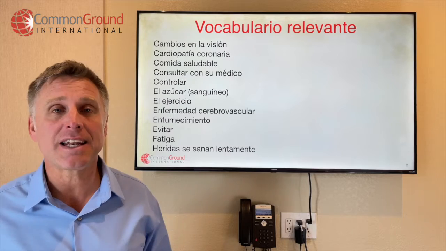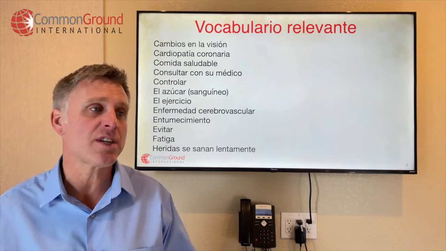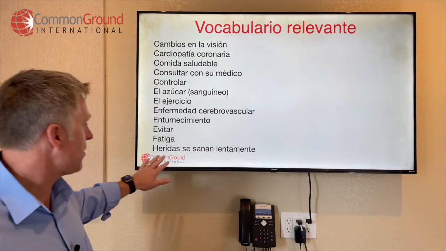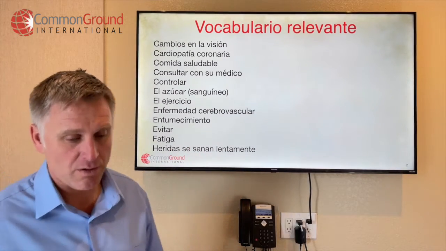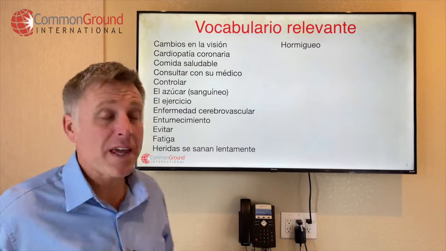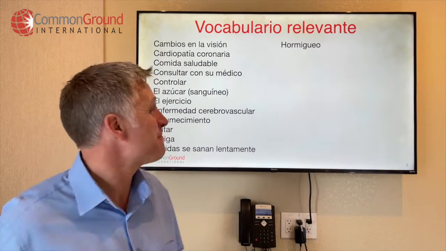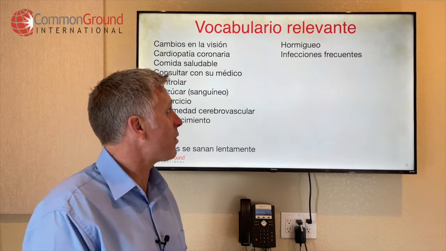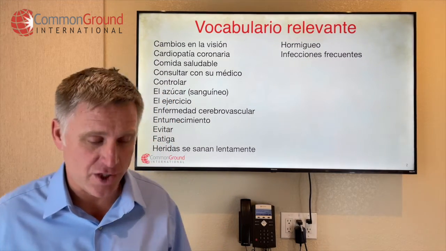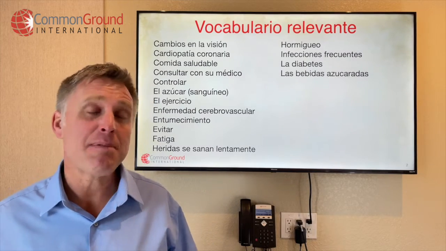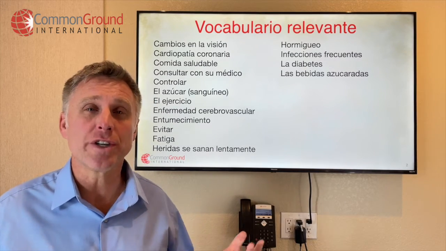Heridas se sanan lentamente. So injuries heal slowly. So this es el verbo aquí. Hormigueo, tingling. And infecciones frecuentes, frequent infections. La diabetes, diabetes. Las bebidas azucaradas, so like sugary drinks.